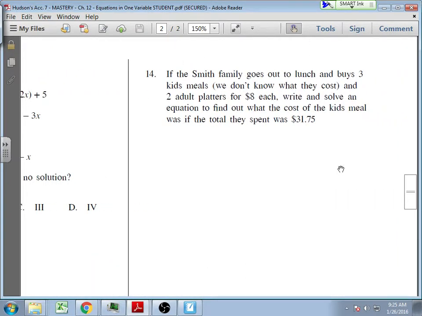16, I really like, by the way. The Smith family goes out to lunch and buys 3 kids' meals. Sorry, Ashton, you're still eating a kid's meal. And 2 adult platters for $8 each. Write and solve an equation, find out the cost of the kids' meal.